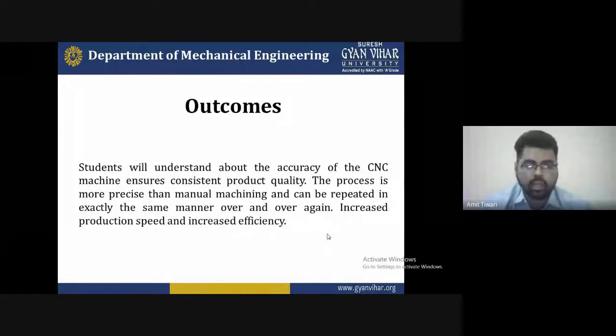At the end of this lecture, students will be able to understand the accuracy of the CNC machine, ensure consistent product quality. The process is more precise than manual machining and can be repeated in exactly the same manner over and over again, and increases production speed and efficiency.